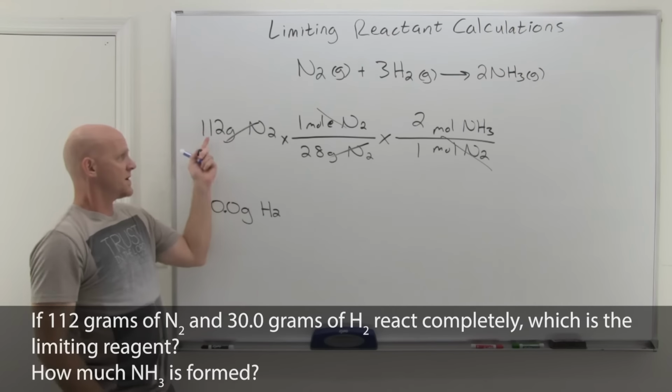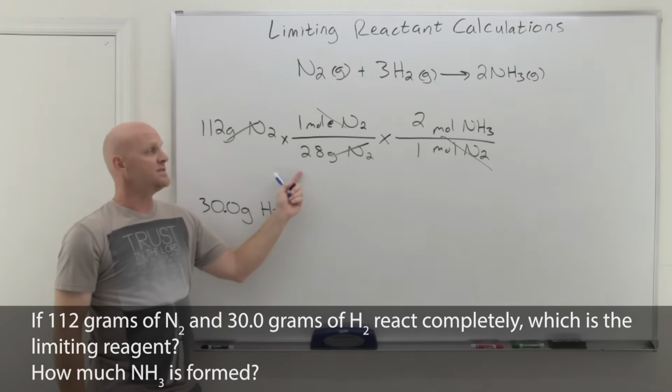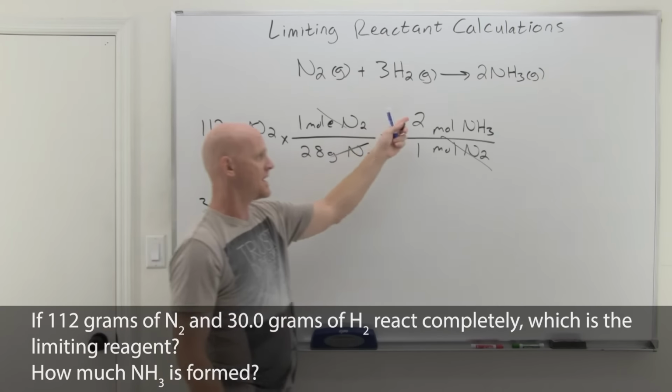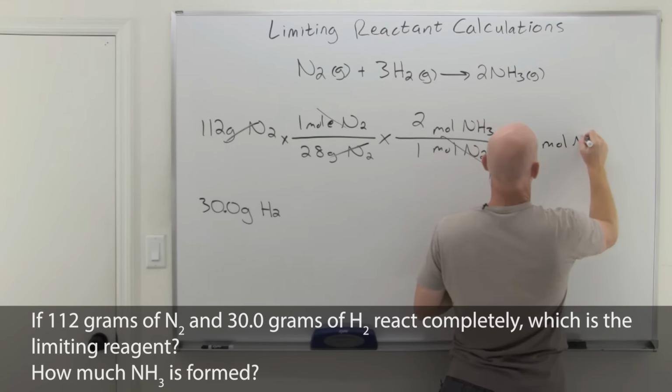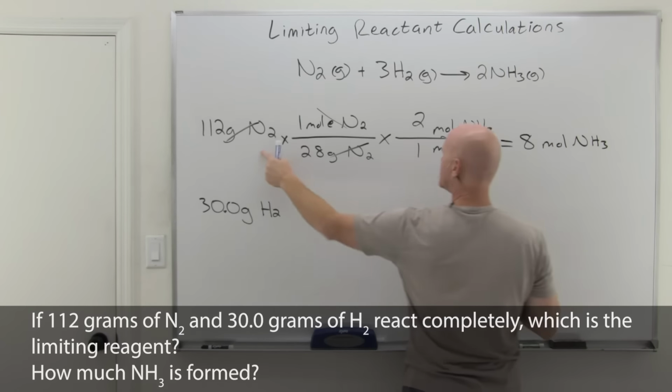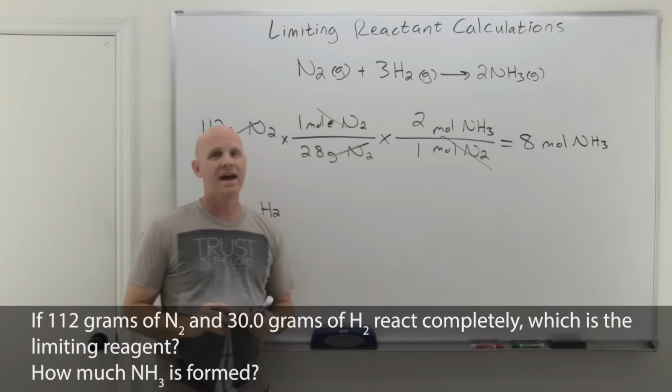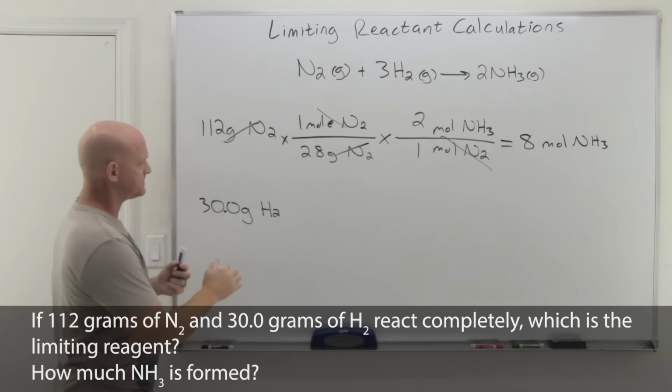And we'll go from there. So 112 divided by 28 is exactly 4, it turns out, and 4 times 2 over 1 is 8. And so if all of our N2 reacts completely, we would get 8 moles of NH3.